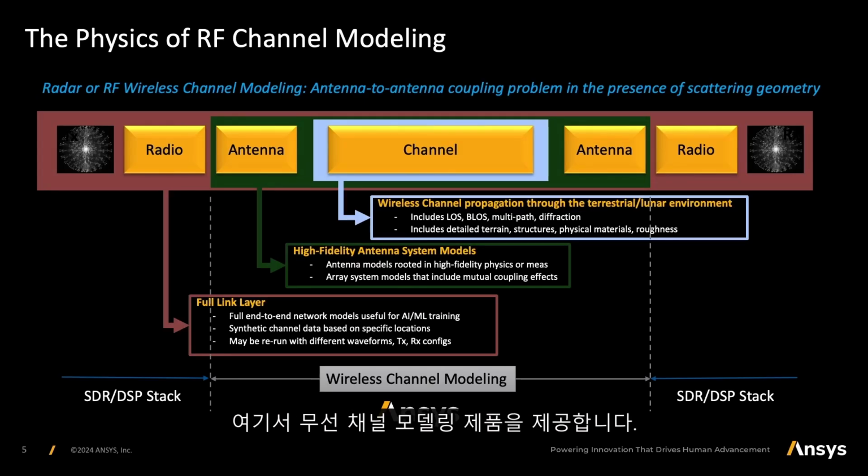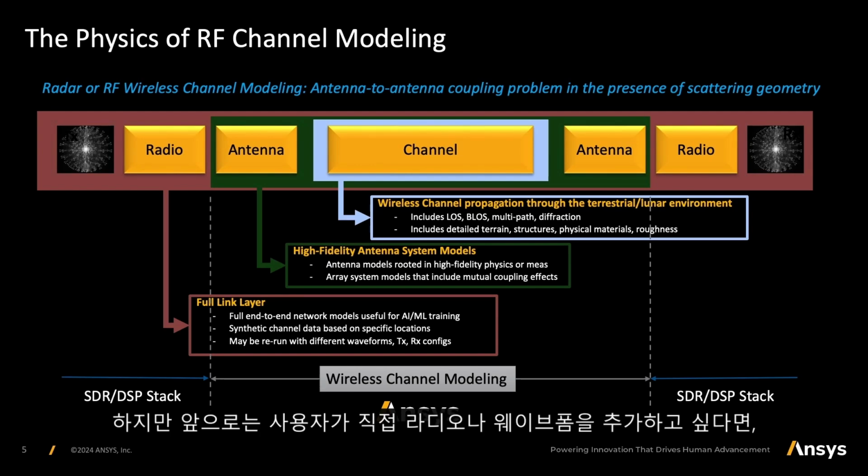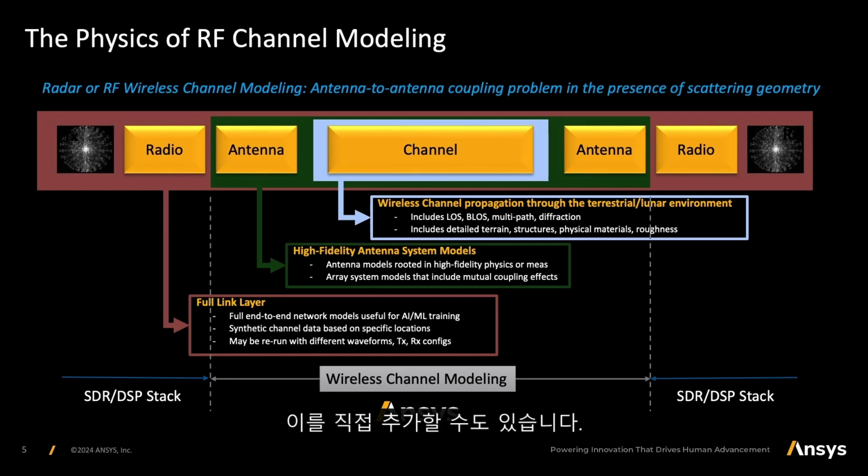What I'm going to be doing now is taking a transmitter and receiver, either in a monostatic or also in a bistatic scenario, and show you what is actually scattering in that scene. That's the whole key part of this system. So we're selling you the wireless channel modeling piece here, but in the future, if you want to add your own radios, your own waveforms, you can add that on your own.